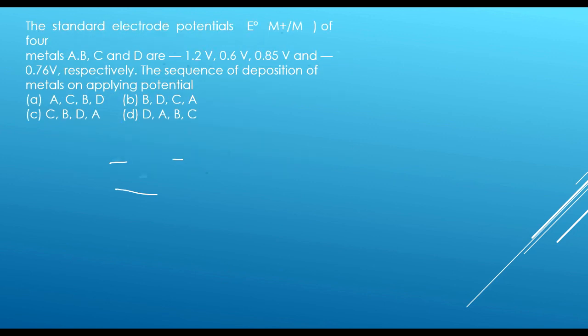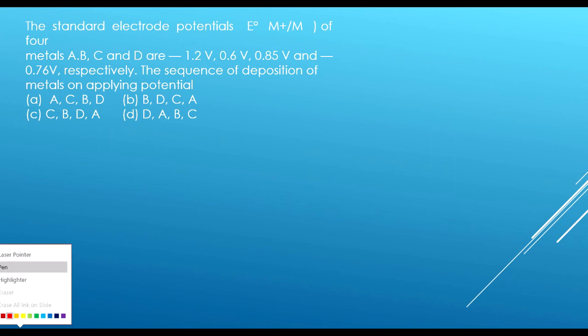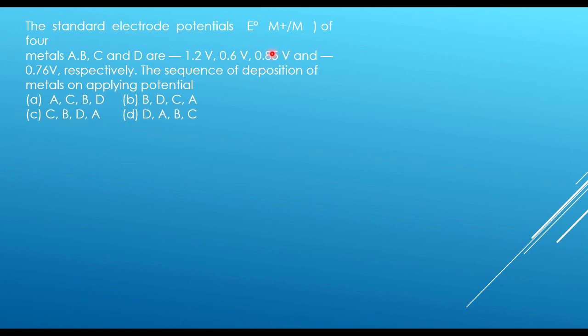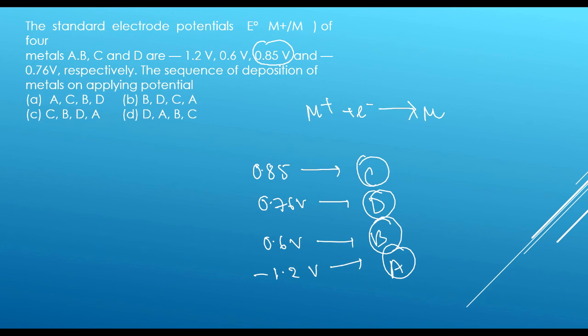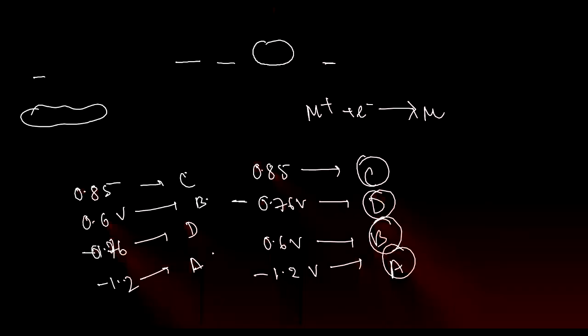Next question, the standard electrode potentials are given for a few metals. The standard electrode potentials are -1.2, 0.6, 0.85 volt and 0.76 respectively. What is the sequence of deposition of metals on applying potential? The more positive the value of standard potential, the more easily it will get deposited. So we take the positive values first and then the negative values. So C, B, D, A, option C will be the correct option.